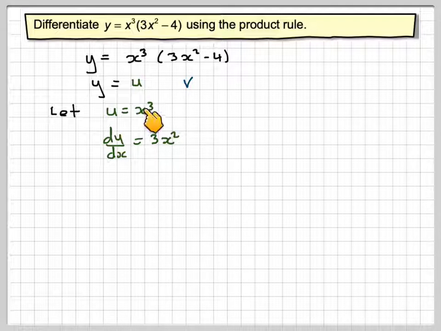So if u is equal to x cubed, if you differentiate it, you're going to get 3x squared. And then if v is 3x squared minus 4, if you differentiate that, you're just going to get 6x.